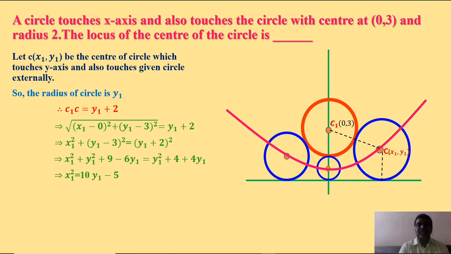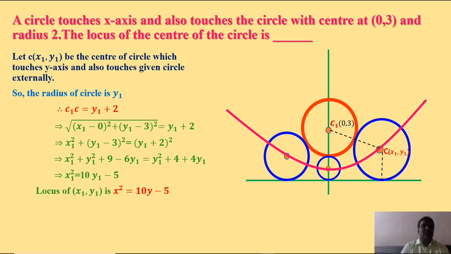So we have infinitely many centers of this type. We can write the locus of (x1, y1) in this manner. The locus of (x1, y1) is what? x squared is equal to 10y minus 5. Is it a parabola or not? It is a parabola. x squared equal to 10 into (y minus 1/2). Its vertex is at (0, 1/2) and the length of the latus rectum is 10 units. So in this manner we obtain the locus as a parabola.